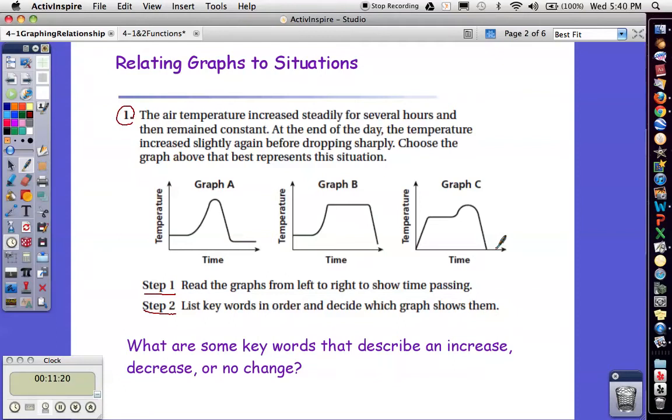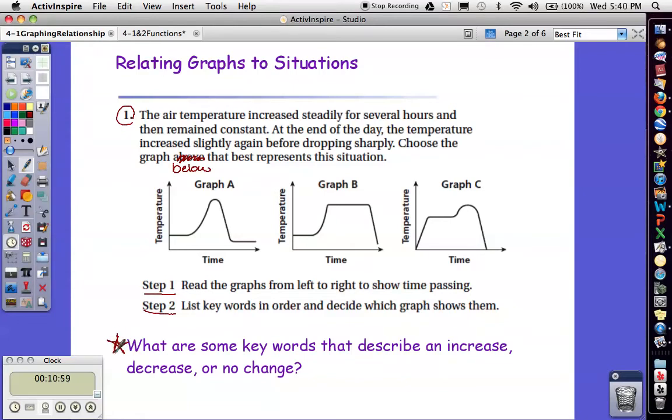So let's read this. The air temperature increased steadily for several hours and then remained constant. At the end of the day, the temperature increased slightly again before dropping sharply. Choose the graph, we're going to say below here, that best represents the situation. So guys, you don't have to write this down, but I want you to think about this.